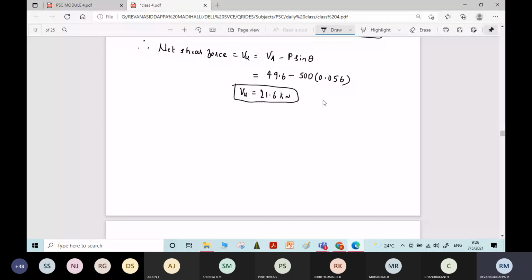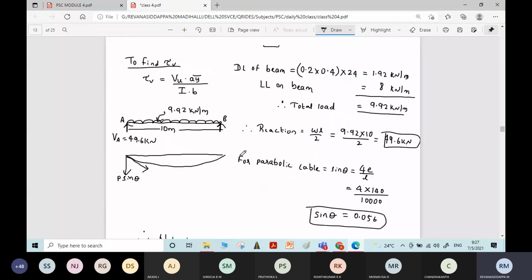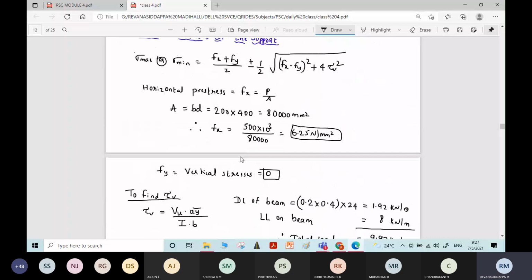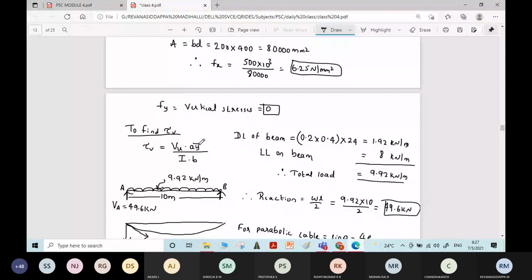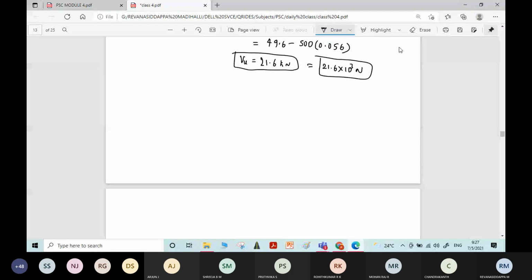Or 21.6 into 10 power 3 Newton. Now you got VU, AY bar you need to calculate. That is first moment of area or static moment of area. Write the cross section of the beam. Write the neutral axis.